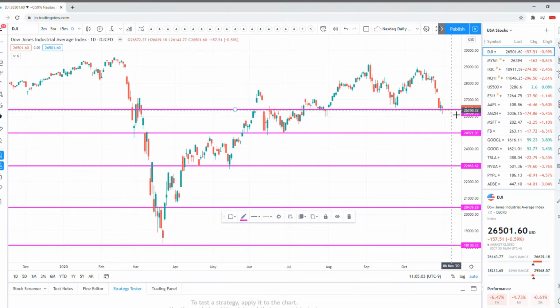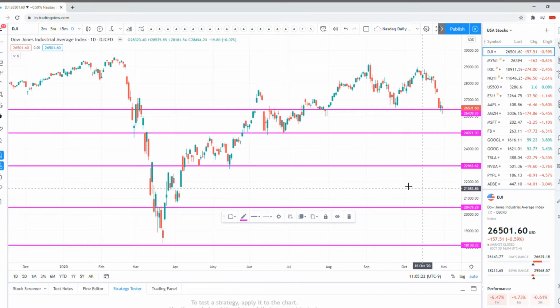If this level breaks, then it can go down till here because there's no support in between, so it's going to have a huge fall. Similarly, if this level is broken, then we're going to have a fall till here. And you should always try to buy at the support level and sell at the resistance level.